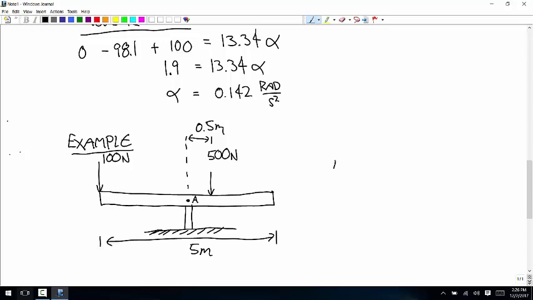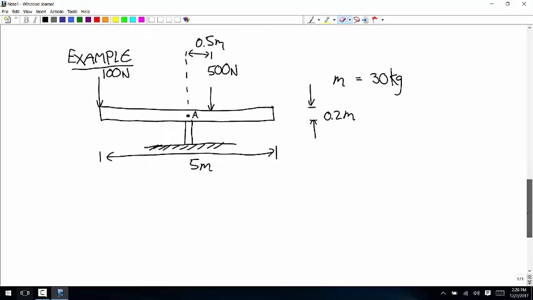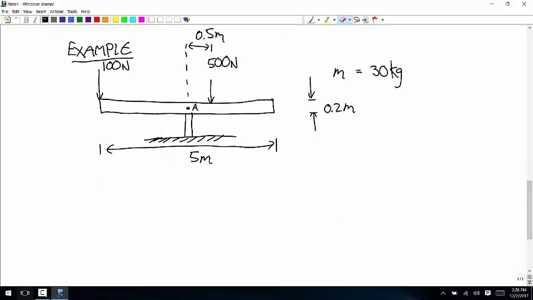We have to give a mass here. Let's say the mass is 30 kilograms. Oh, and that's 5 meters. I need a length here too. Let's say this is 0.2 meters. Okay, so draw a free body diagram.